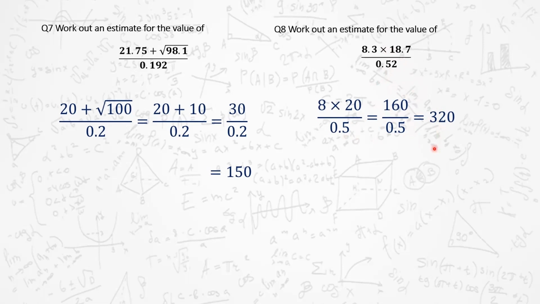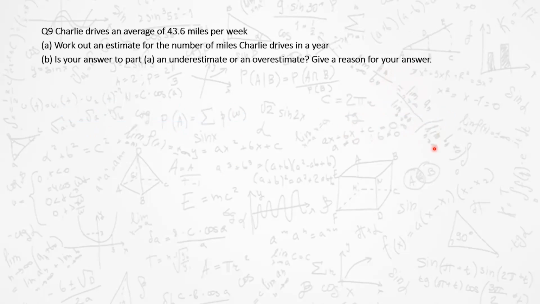Okay, so those are the maths questions. Next, we're going to have some application questions on estimation. Question 9. Charlie drives an average of 43.6 miles per week. A. Work out an estimate for the number of miles Charlie drives in a year. B. Is your answer to part A an underestimate or an overestimate? Give a reason for your answer.